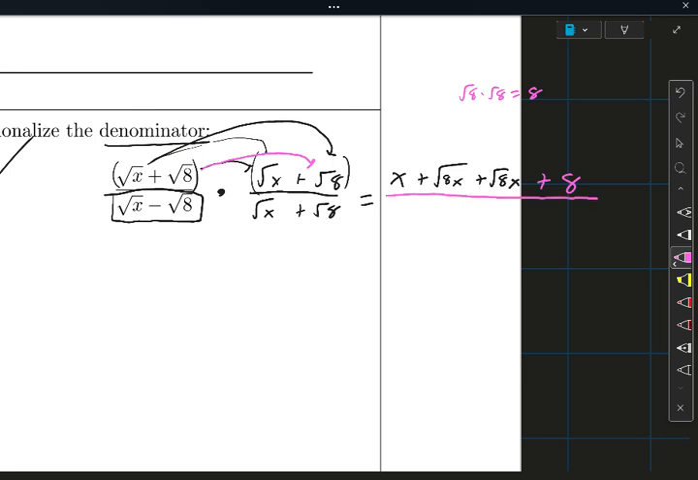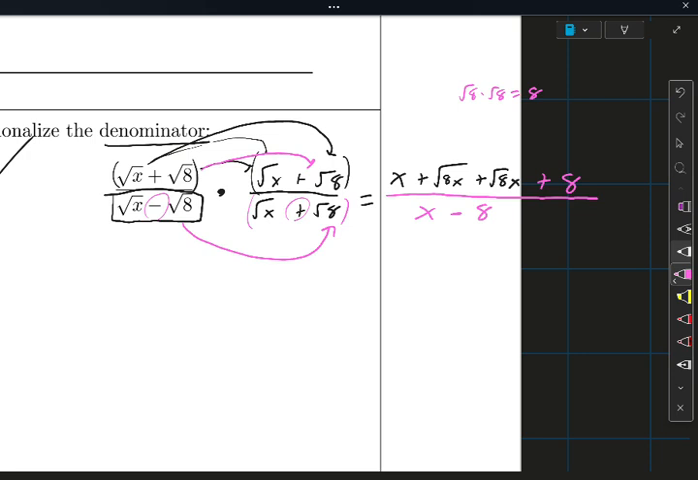Let's go ahead and do the denominator now. Okay? Root x times root x is just going to be x. Now we have a minus and a plus right here. So remember, that is going to cause the middle terms to cancel out. We have root x times root 8, and we have root x times negative root 8. That will just cancel out. So let's figure out what the last term is. Negative root 8 times positive root 8 is just going to be minus 8.